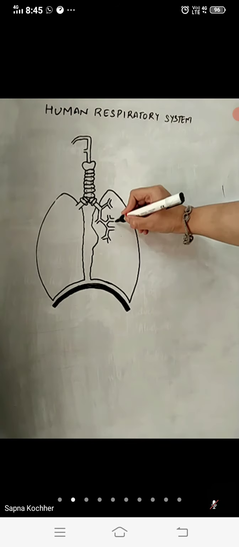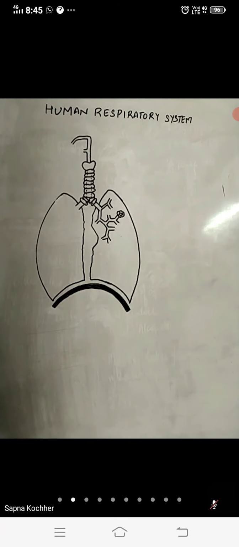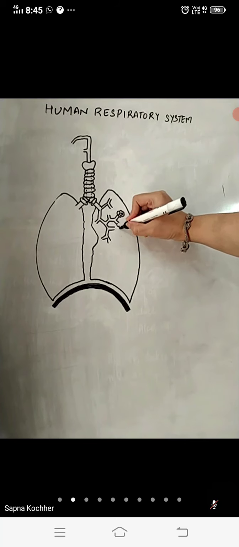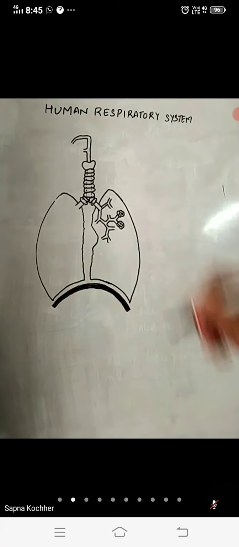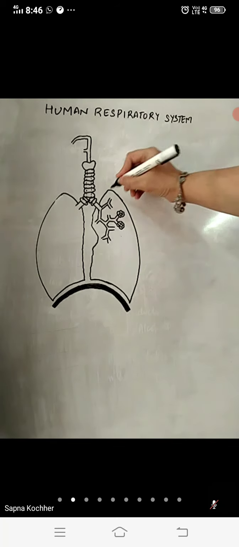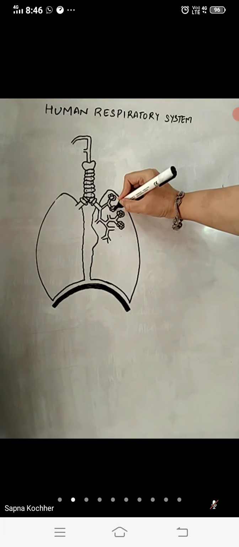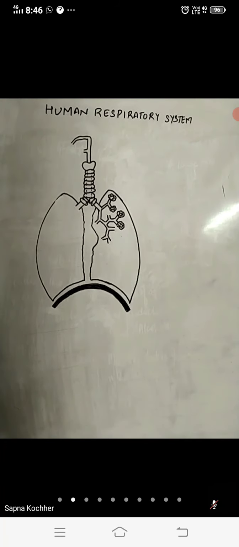Okay, these bronchioles will be having numerous air sacs, that are the alveoli. So how to draw these? These are only cloudy structures you can make. They have a much larger surface area for the exchange of gases. So these are what? These are alveoli, or the air sacs.